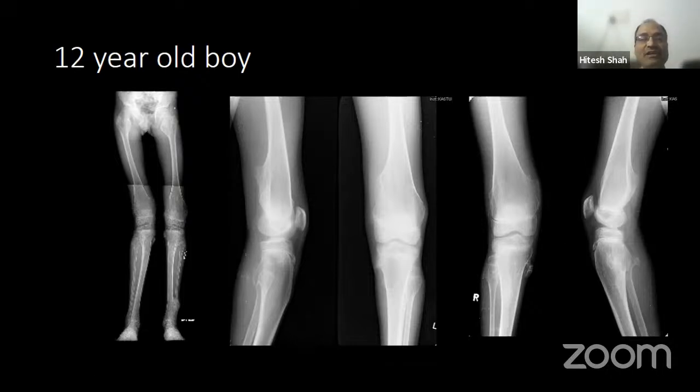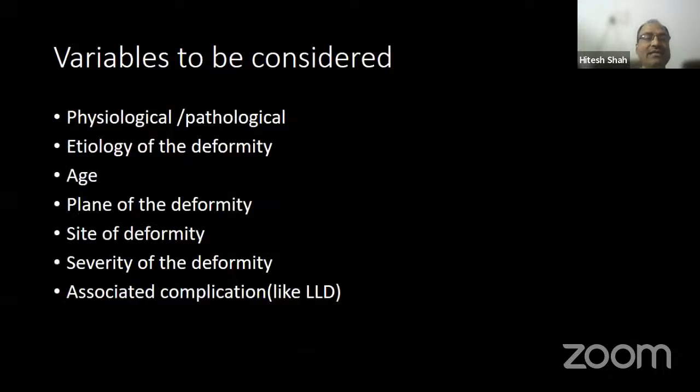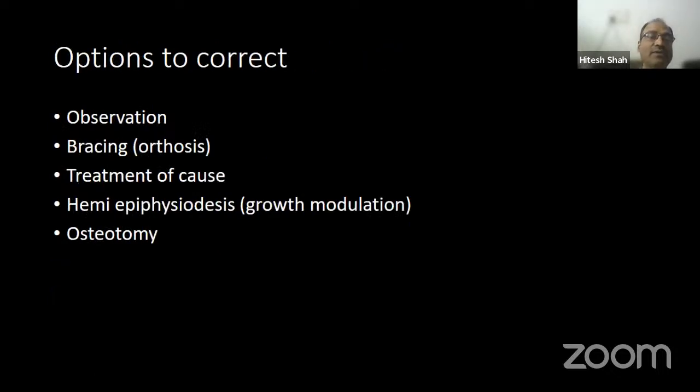So if somebody asks what the deformity is, whether it is femur or tibia, you need to measure the angle for severity, and also assess complications like limb length discrepancy. Why are these all important? Because you know the answer, it's growth modulation. When you judge all the variables, you can predict how much time it will take to correct the deformity.